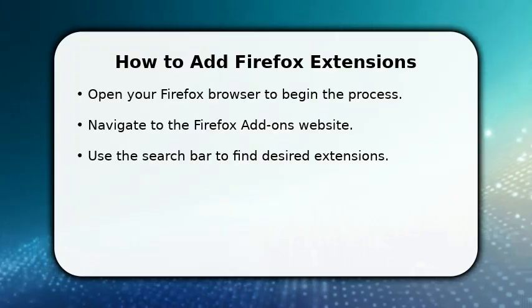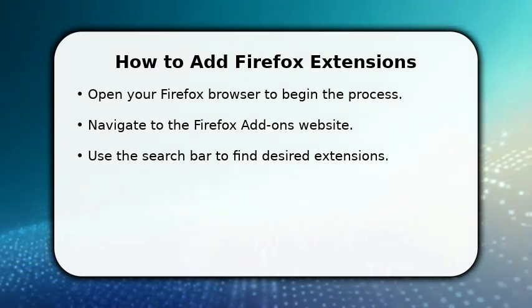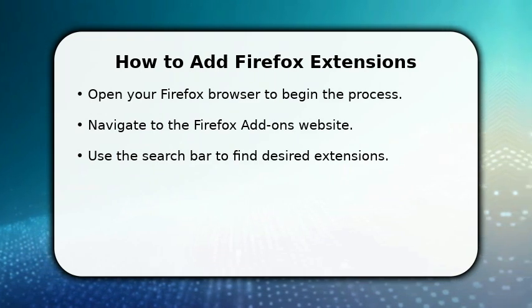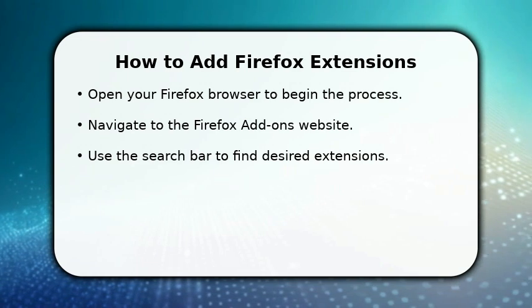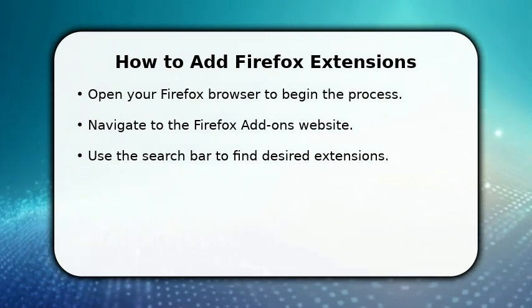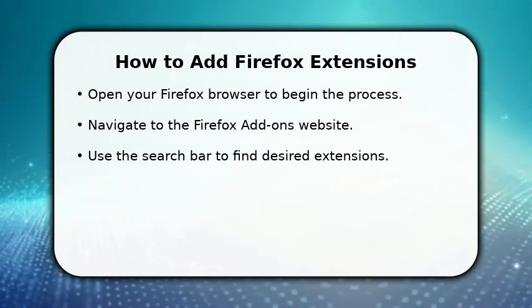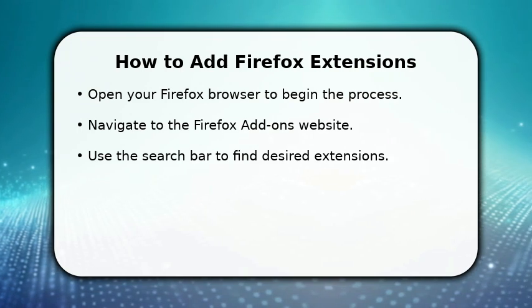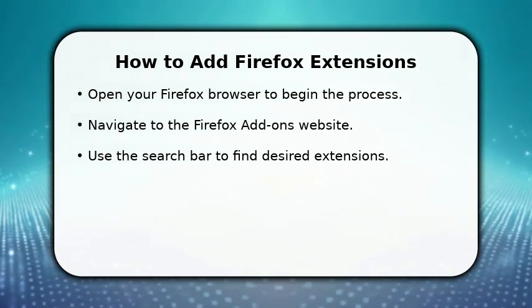In this video, I will explain how to add extensions in Firefox. First, open your Firefox browser. Then, navigate to the Firefox add-ons website, which is the official marketplace for extensions. You can easily find this by searching for Firefox add-ons or by clicking the menu icon and selecting Add-ons and Themes. Once there, use the search bar to discover extensions that enhance your browsing experience.